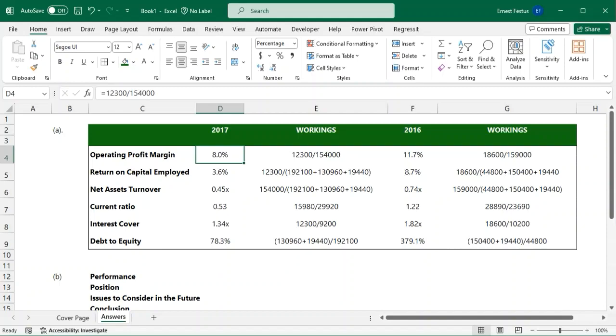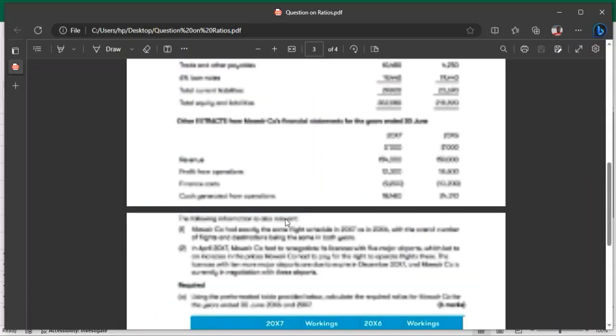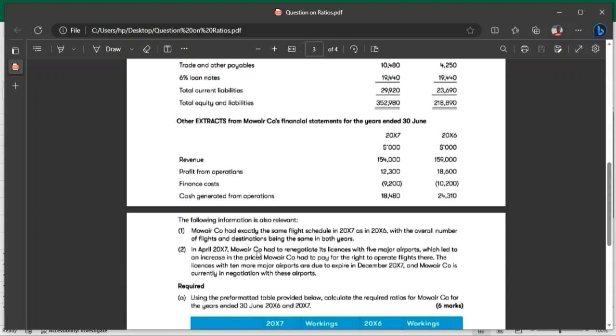So we have some additional information in the question. So this is our question. There has been an increase in the licenses that Moe company paid during the year, which led to an increase of 5 million, and so that has resulted in a decrease in our profit margin. Why? Because licenses are amortized, and amortization is a drain on profit. We deduct amortization just like we deduct depreciation.